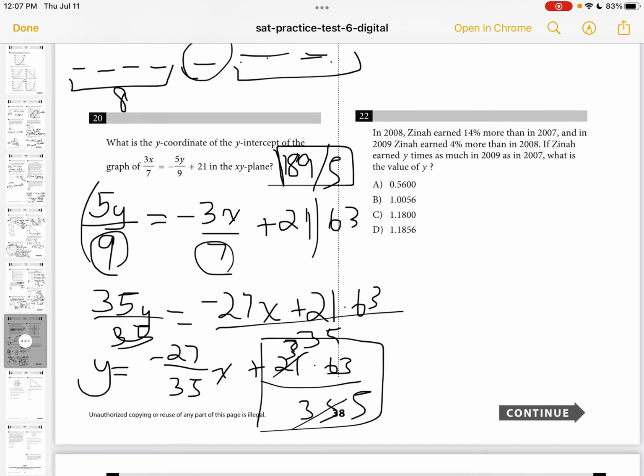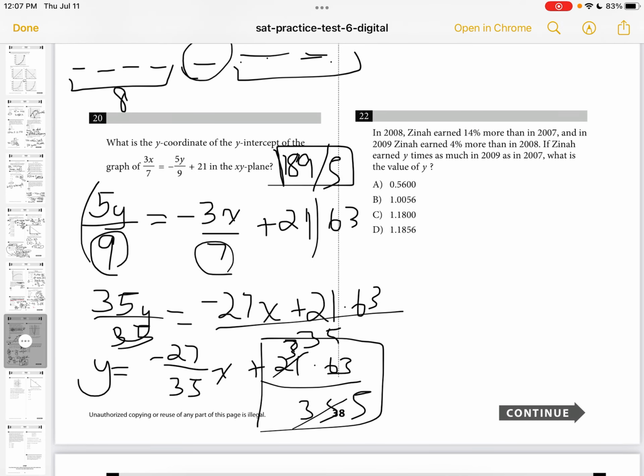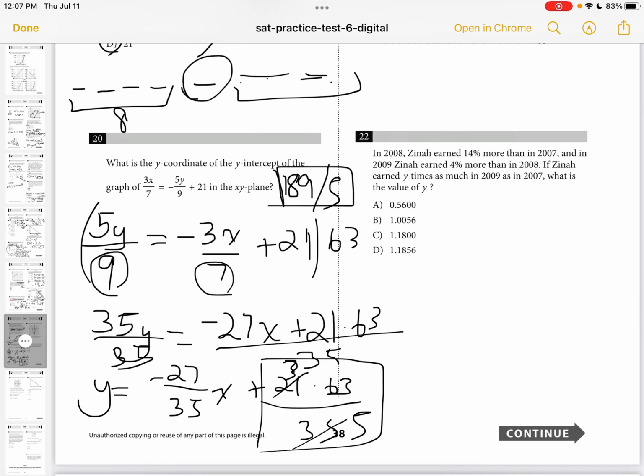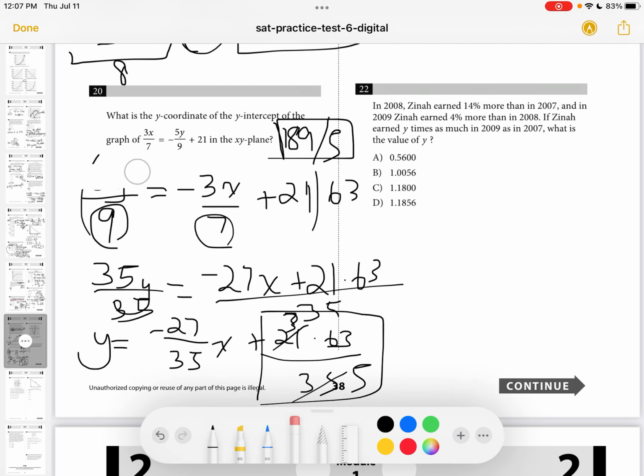Actually, let's double check what we got in number 20. Now, let's see, hold on. We know the y coordinate will be equal to... Actually, wait. Let me rephrase this. There's a faster way to do number 20, and I can show you. Right, there's a faster way.